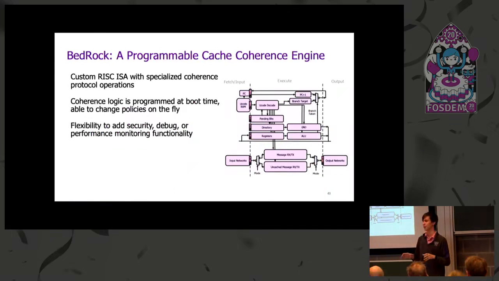Interestingly, the directory controller is not a standard FSM-based directory controller like you find in most message-based systems. We actually have a programmable cache coherence engine, which uses a custom RISC ISA to add functionality. This gives you the flexibility to program different types of coherence traffic, such as security, functionality, and debug information, even after you've taped out into silicon.